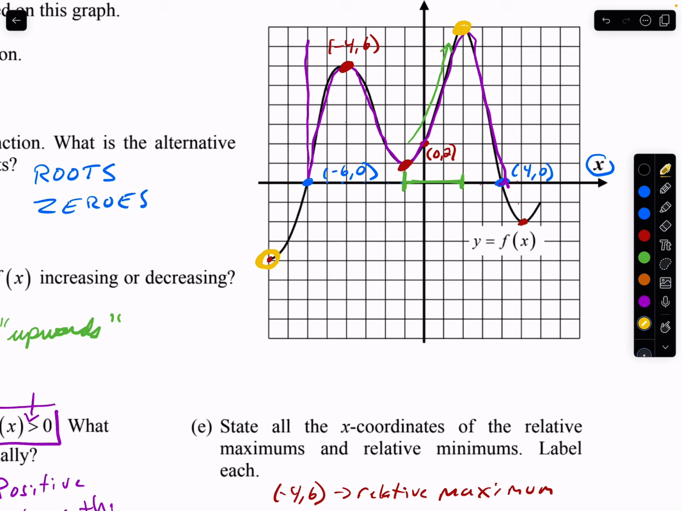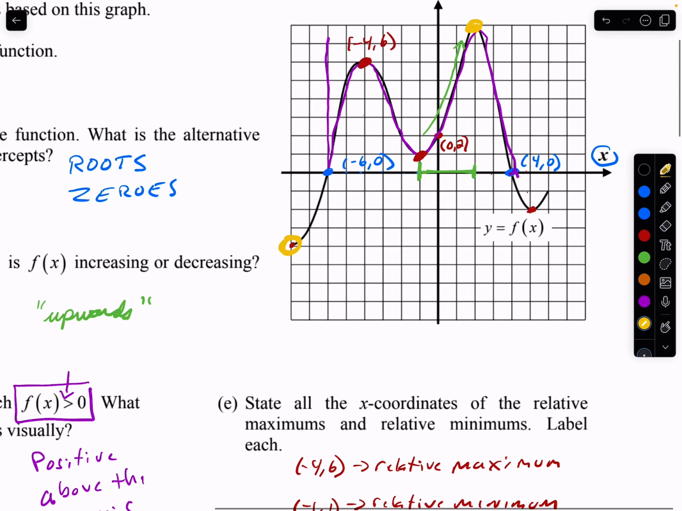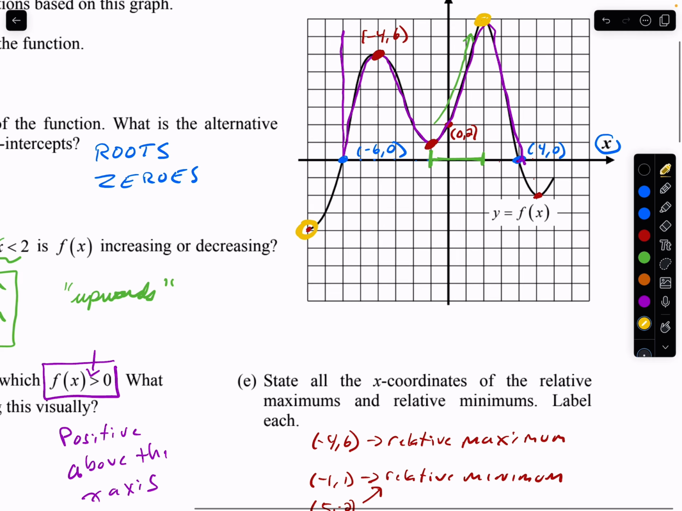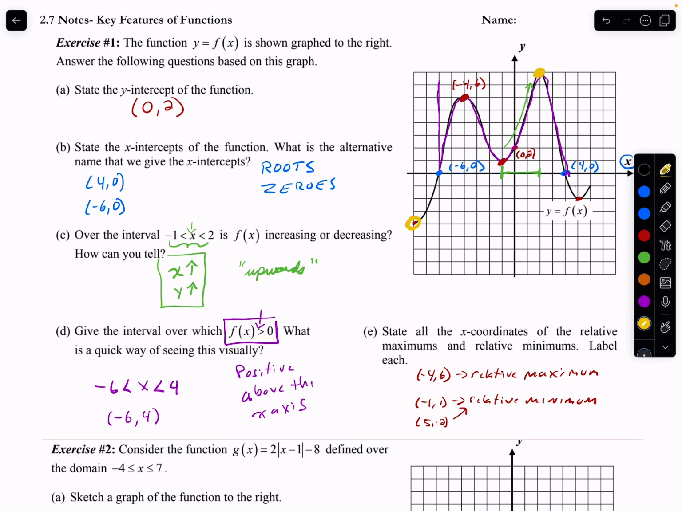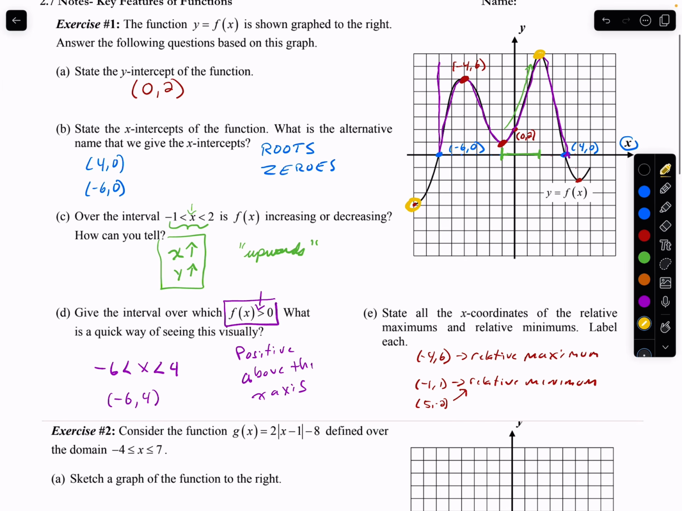That's the highest possible value, and this is the lowest possible value right here too. So the relative minimum and relative maximum are kind of like the bumps that go up and back down, and they're relative. They're not the absolute ones.